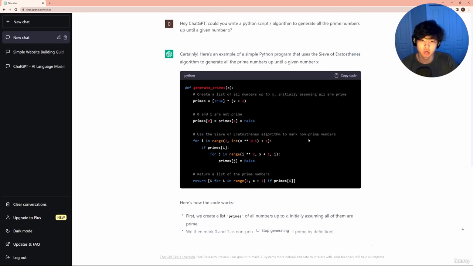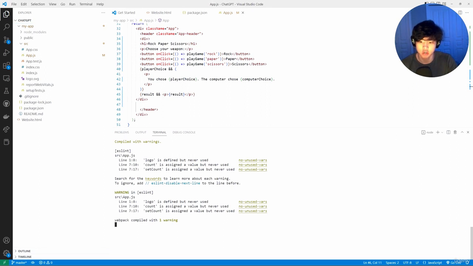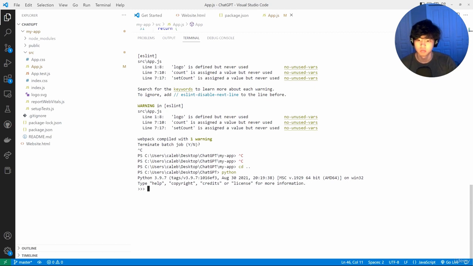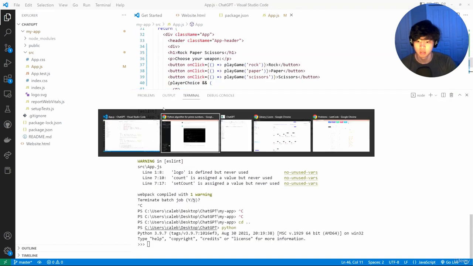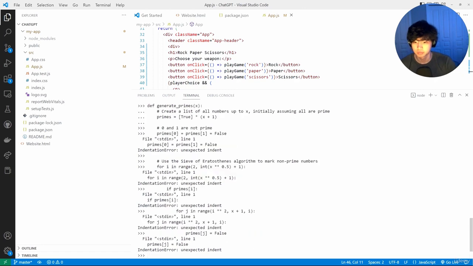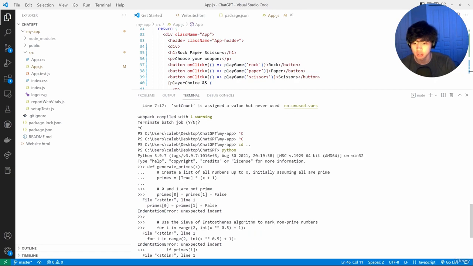So this is Python code. Let's go over to VS Code, and in my terminal, I have Python installed on my system. So let's run Python. Here I'm in the Python terminal. Let me zoom in a bit. This is a Python terminal, just by running python on my command line because I have it installed. I can go ahead and type in this code. If we paste that in, we see that there's an unexpected indent.